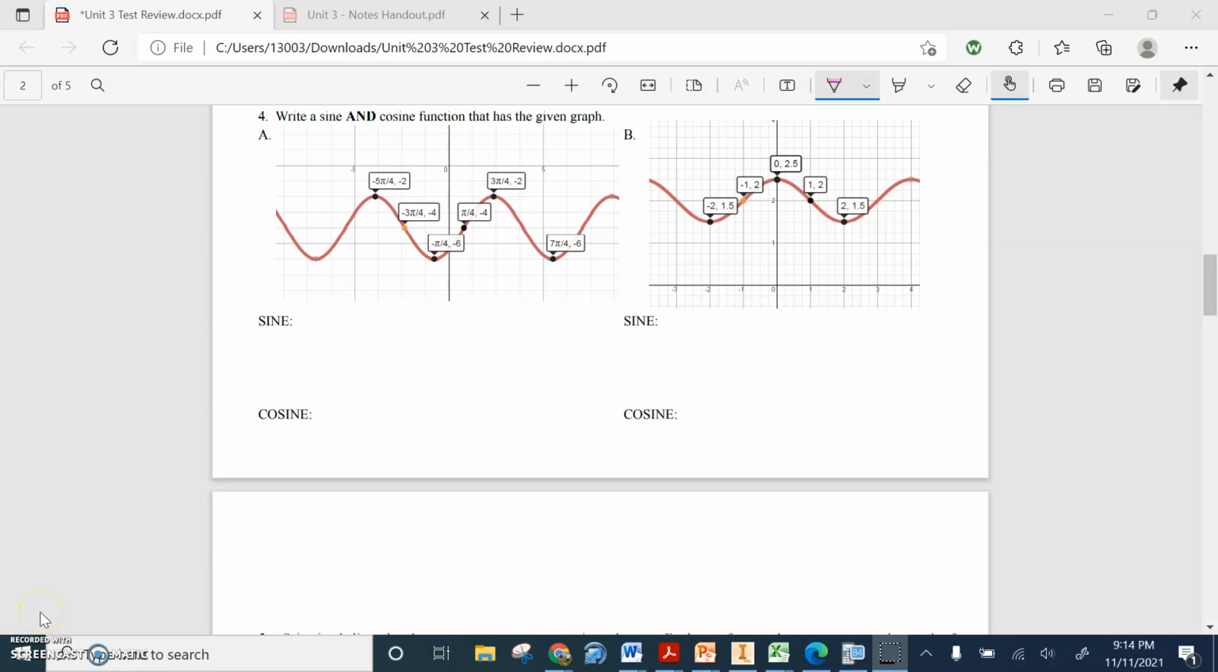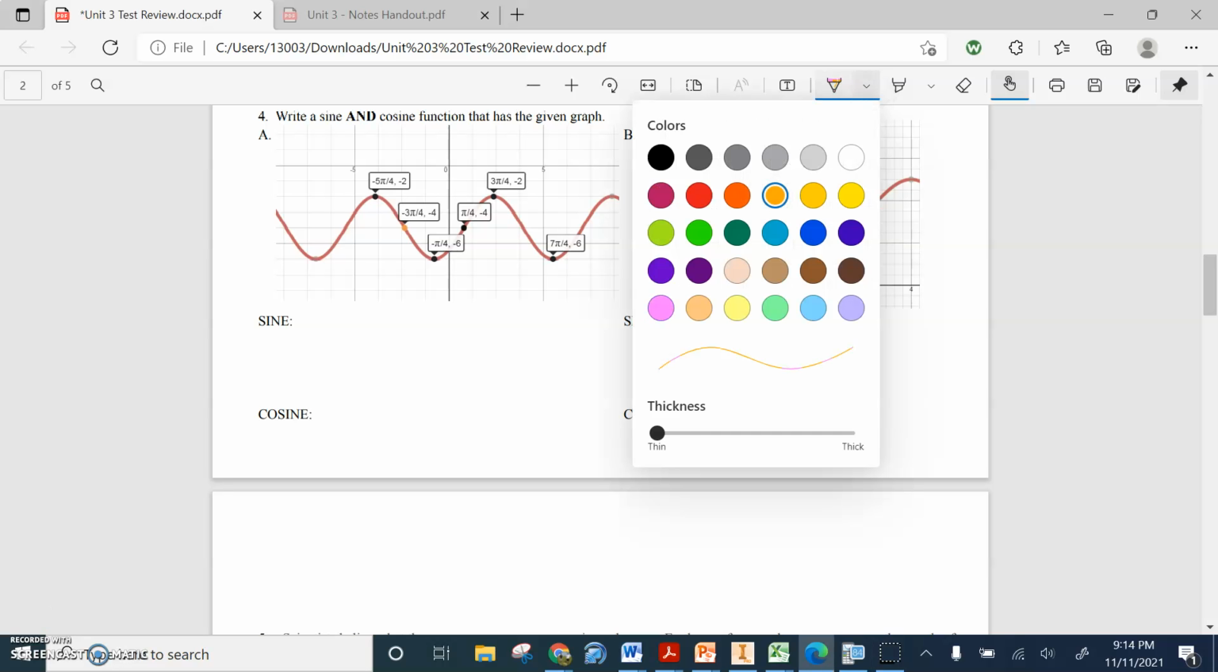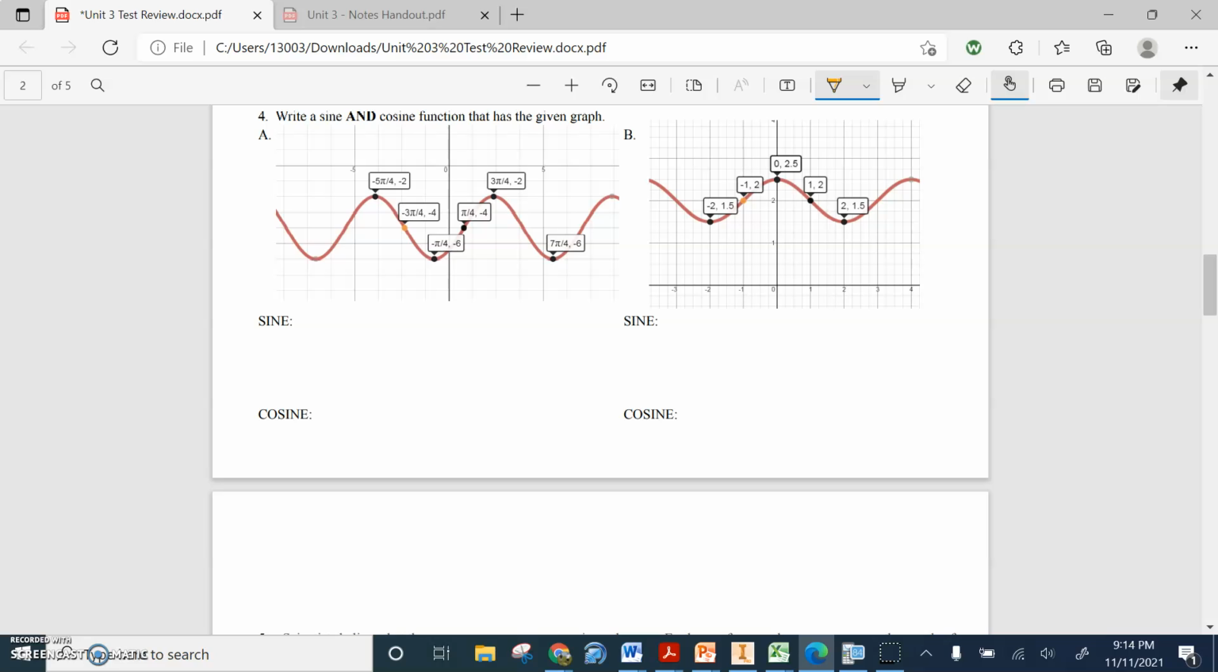All right, next up here in question 4, we are trying to write sine and cosine functions being given just a graph with points, of course, on it. But let's attack that the same way I've looked at all these problems, step by step. First step, draw in that median line. See if I can do this with the computer pen.